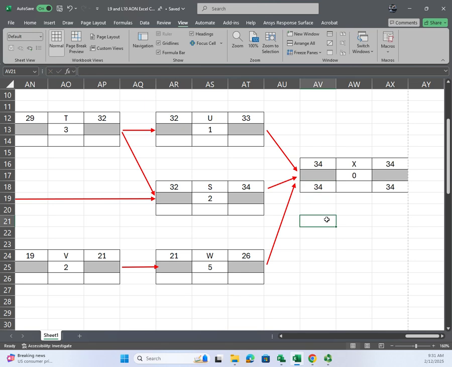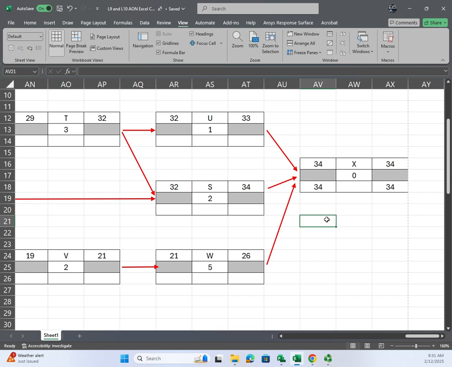Okay? I just started the backward pass. I did the easy part. We're going to go back through each activity and pass all the way back to the beginning to figure out what the late start could be on activity A. But we now know for definitive it's going to take 34 days to do this project.